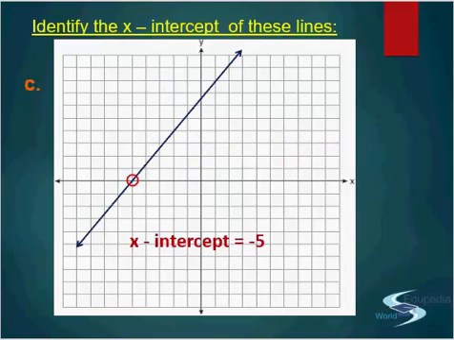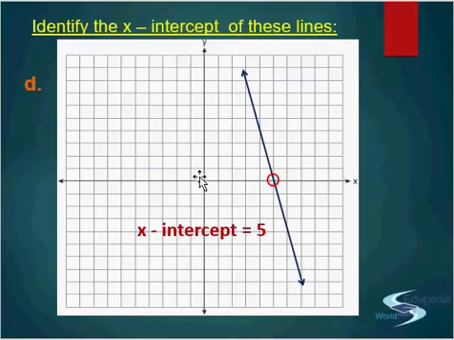Over here, if you look at the graph, you're going to see 1, 2, 3, 4, 5. The x-intercept is -5 over here. So remember the sign, people. Over here, the x-intercept is +5 because the straight line cuts the x-axis at x equals 5.